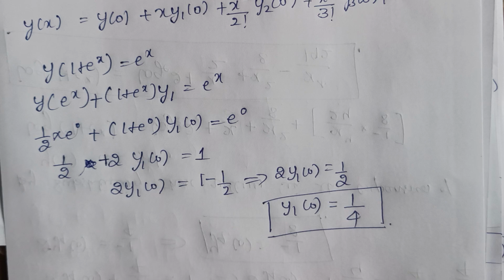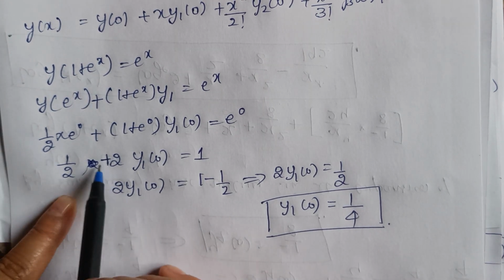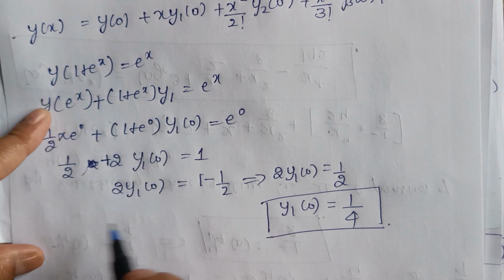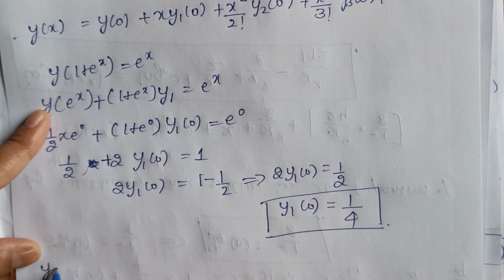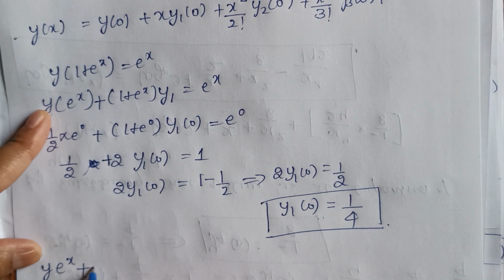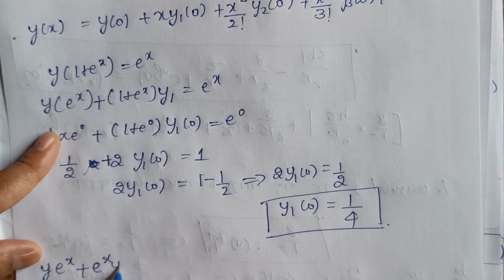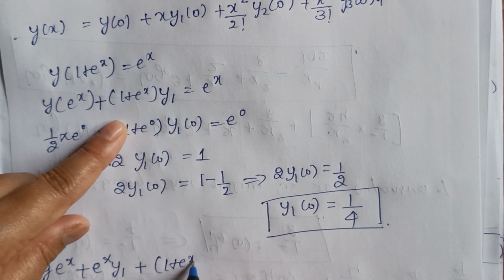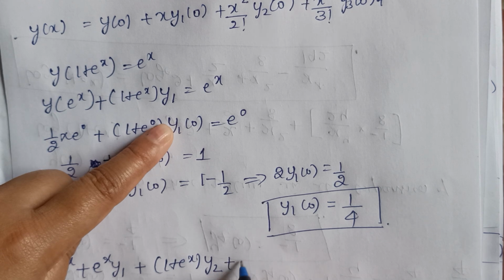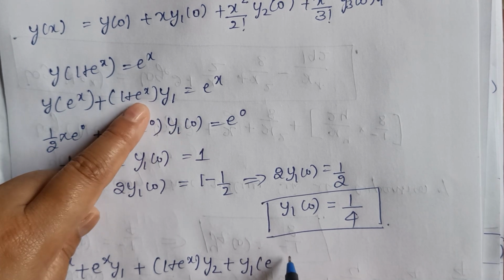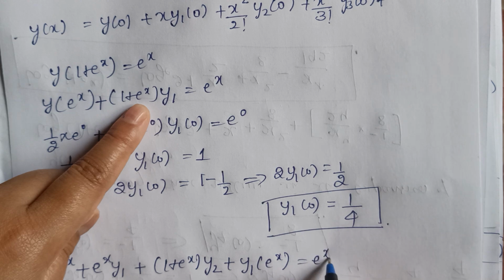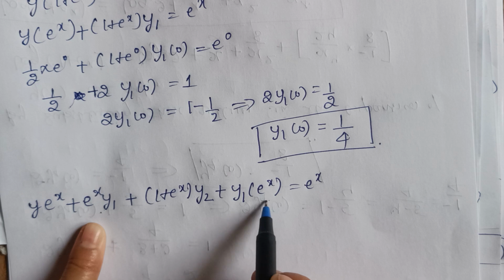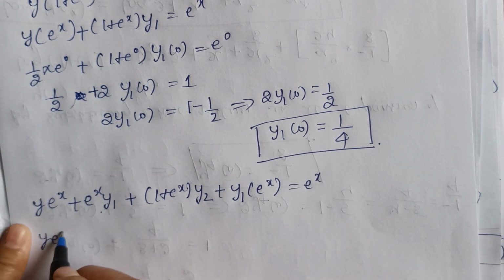Now we have to find y2 of 0. So we can differentiate this again. It becomes y, I will keep it as it is, differentiate e power x. Now keep e power x as it is, differentiate y, plus 1 plus e power x as it is, differentiate y1, plus y1 as it is, differentiate e power x, is equal to the differentiation of e power x, which is e power x only. I will just add these two terms so that my simplification becomes easy.